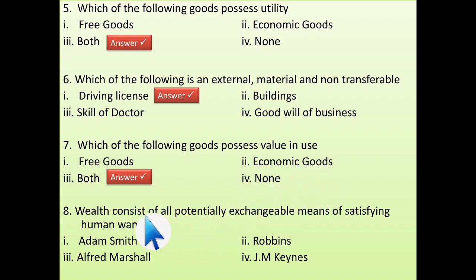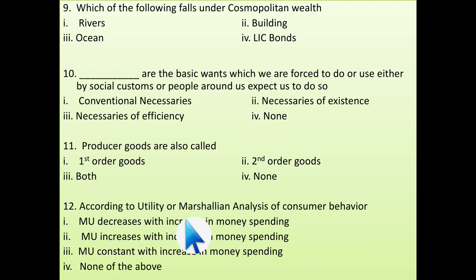Next is, wealth consists of all potentially exchangeable means of satisfying human wants. Well, this definition is given by J.M. Keynes. Next question, which of the following falls under cosmopolitan wealth? Well, I have given the example in my lecture, that is ocean.